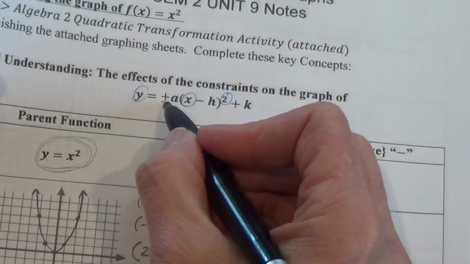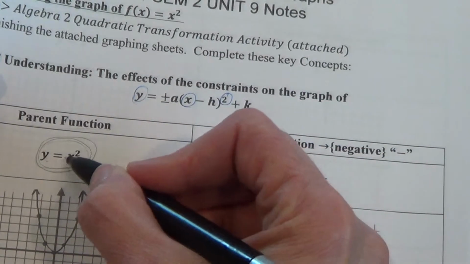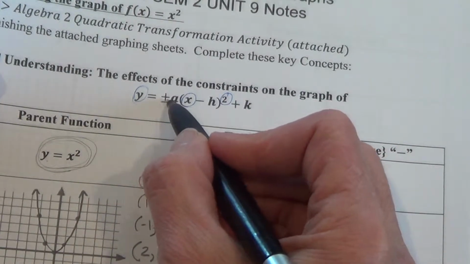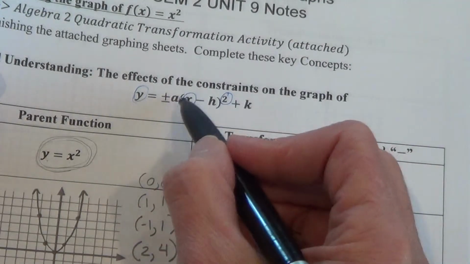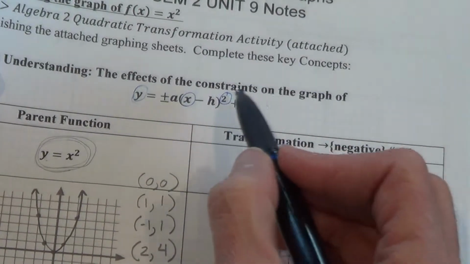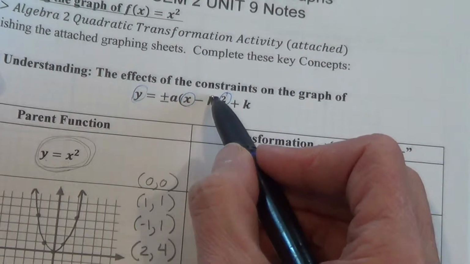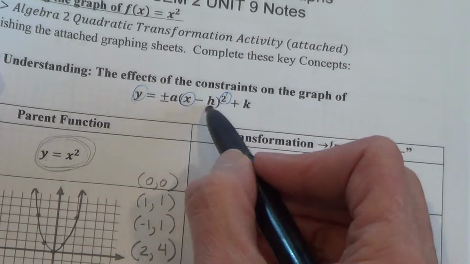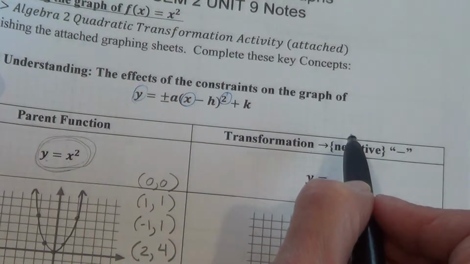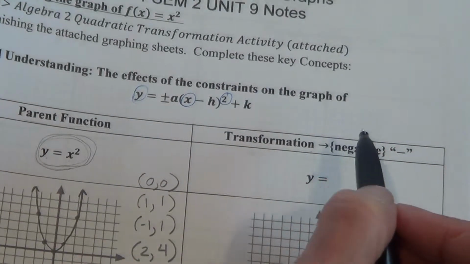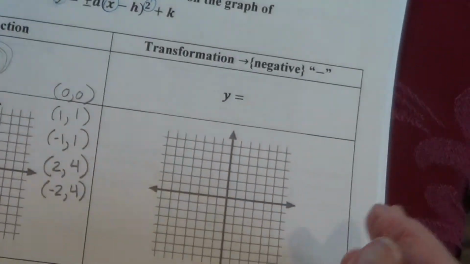We could put a positive or a negative out front. It actually has a positive. We could replace that with a negative and see what that does. We could also put a number out front, see what that does. We could put a number beside the x inside the squared, and that will have an effect. Or we could put a number after the square. So we're going to play around with all those.